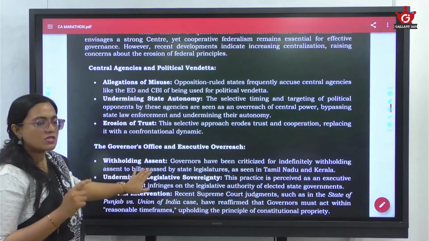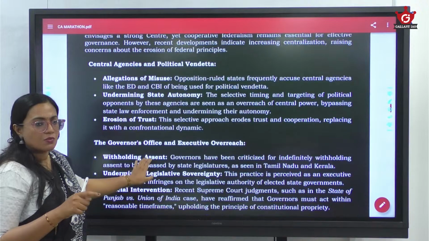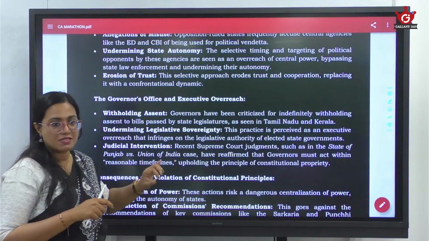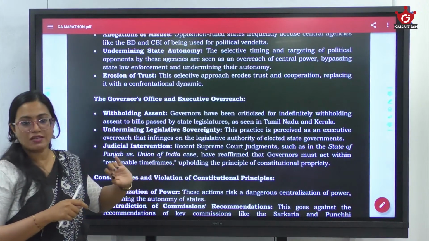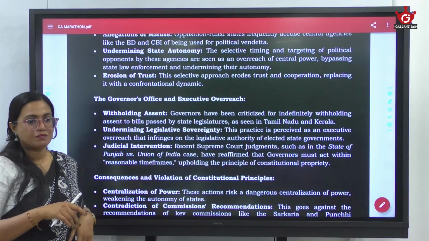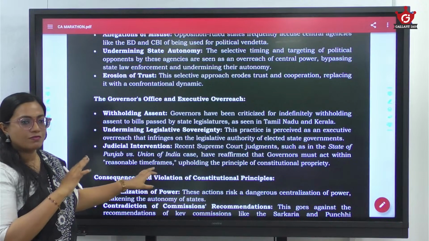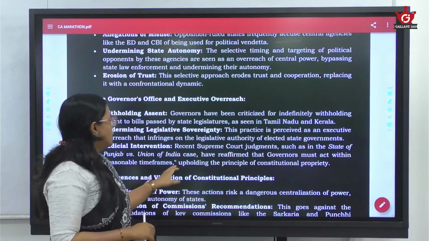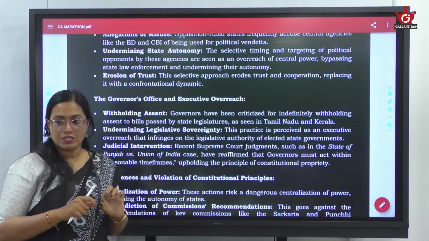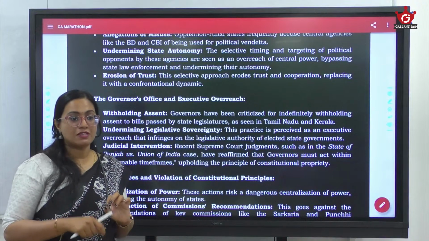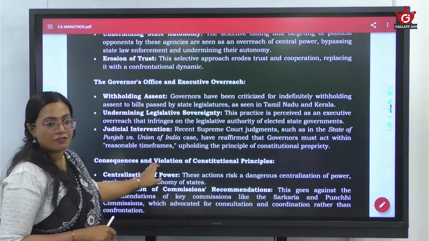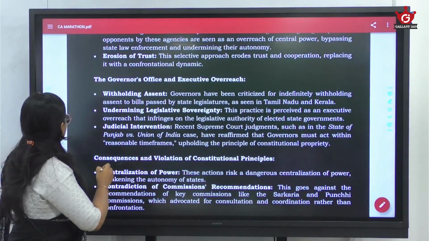So why was this question asked? Mainly because there was a Supreme Court ruling regarding the governor not giving assent to particular state government bills in Tamil Nadu and Kerala. A time frame was set and later the time frame was taken back. So this was the issue which led to this question, and that case should be mentioned here. When a current affairs related question is based on any Supreme Court judgment, that judgment should be mentioned in your answer. Here it is the State of Punjab versus Union of India case.